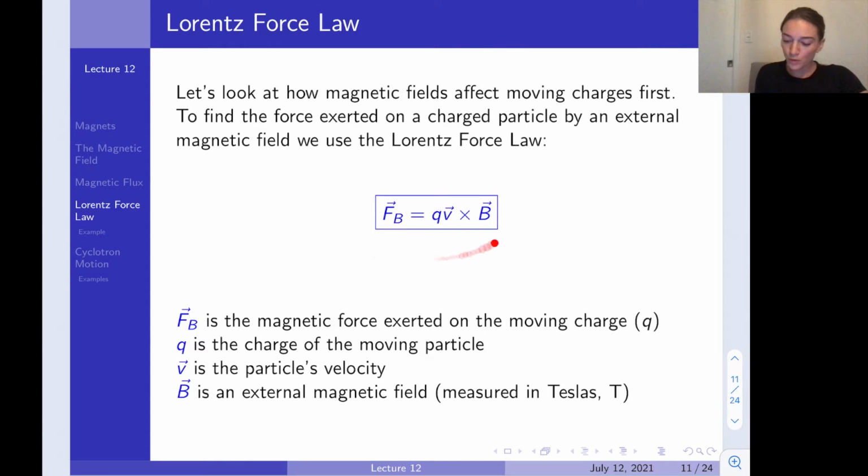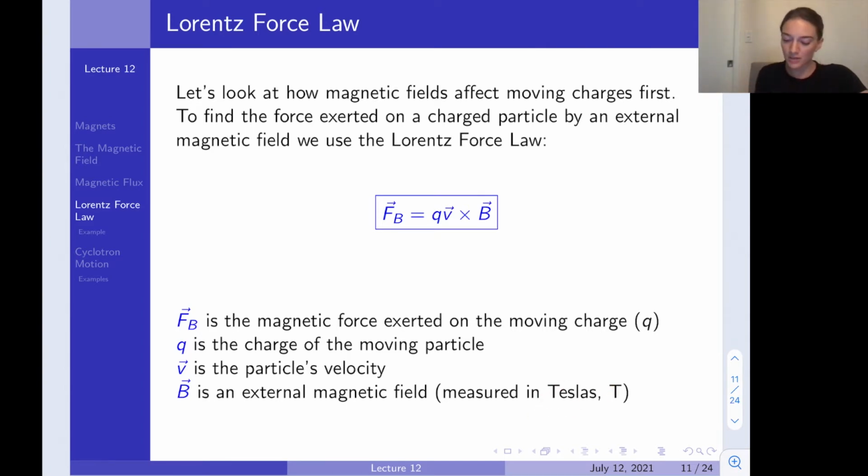So the Lorentz Force Law says that the magnetic force on a particle, a moving particle, is given by the charge of that particle times its velocity, and then the cross product of that with the magnetic field. So here we have the charge of the particle, so that can either be positive or negative if we're looking at an electron or a proton, and then the velocity is a vector, obviously, so that will be in some direction. And then we take the cross product of that with the magnetic field. And the magnetic field is measured in Teslas, which we denote by T.